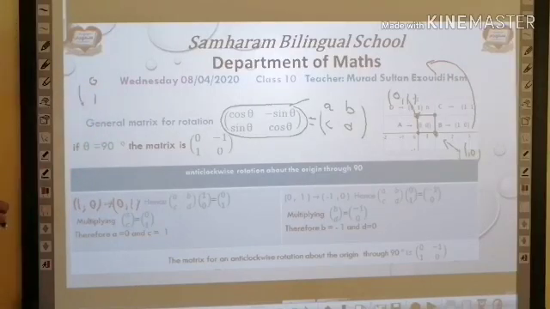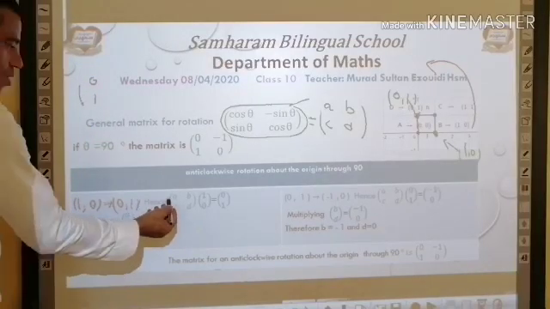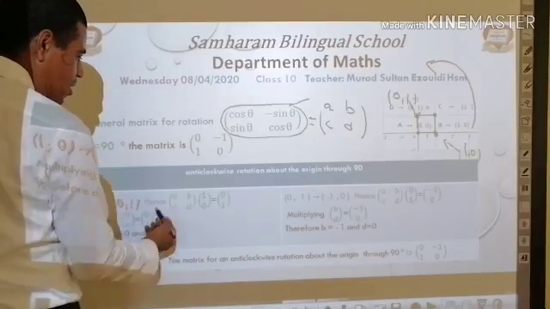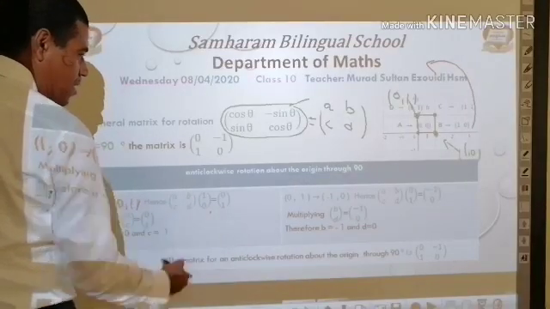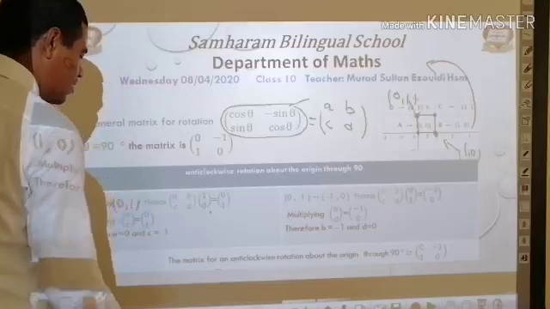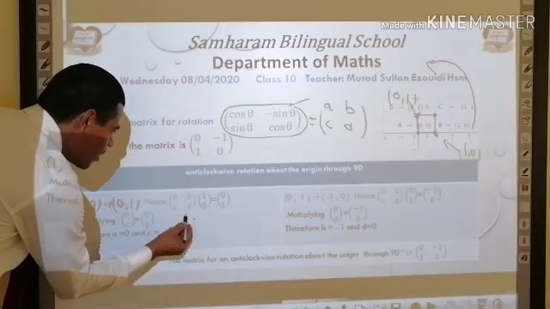Then, in order to find the image, I should multiply this matrix by the column vector (1, 0). A multiplied by 1 is A.